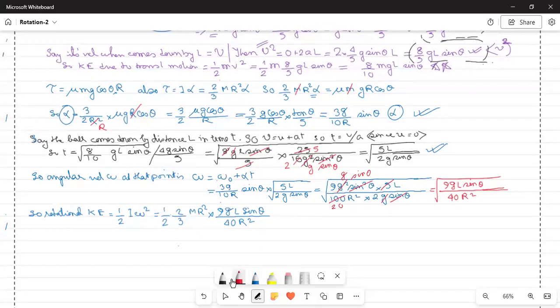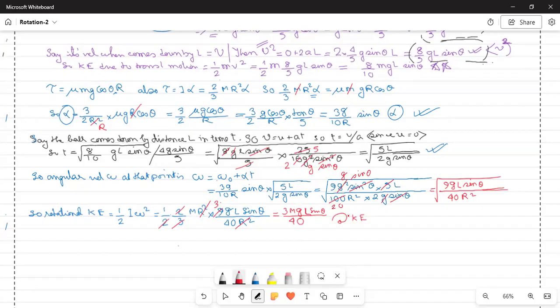Once again, we remove the points. 2 and 2 get cancelled. 3 and 9, I am left with only 1, 3 here. And this r square and r square get cancelled. So in the numerator, I have only 3mgl sine theta, and in the denominator I have only 40. So this is the rotational kinetic energy.